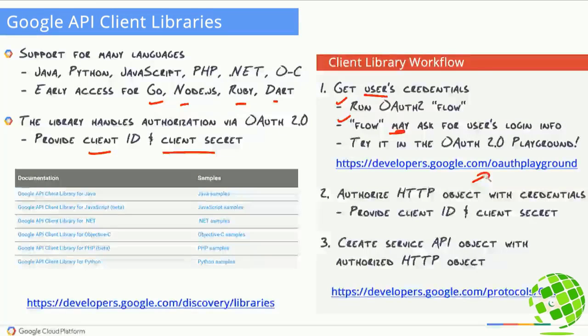Otherwise, I will give you a demo of this as well when we get into our API Explorer demo immediately following this nugget. Now, after step 1 here, step 2 is to authorize an HTTP object with those credentials. And this is where we will provide the client ID and the client secret that we generate in the Developers Console for our application. Then we create a service API object that represents whatever we'll be working with. So this will represent a cloud storage bucket or a Compute Engine virtual machine, and then we'll call methods on that to perform actions against those resources in the cloud.